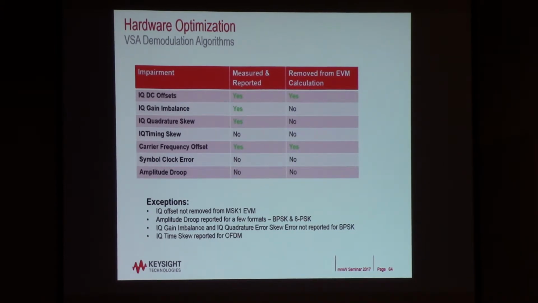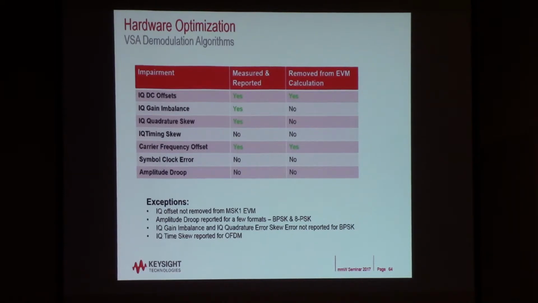Another thing I want to point out quickly is that when you're using test equipment, you need to be aware of what it's telling you, particularly on the analysis side. If you look at a demodulation of a signal, there are a lot of metrics that can be reported to you. Things like the amount of DC offsets, gain imbalance, quadrature skew, timing skew, carrier frequency offset, symbol clock error, amplitude droop. All of these impairments can be reported in the software under the demodulation.